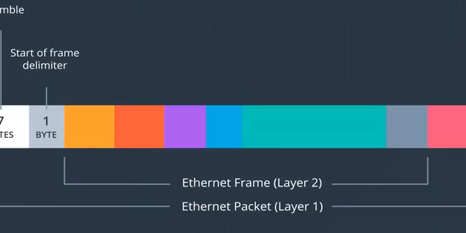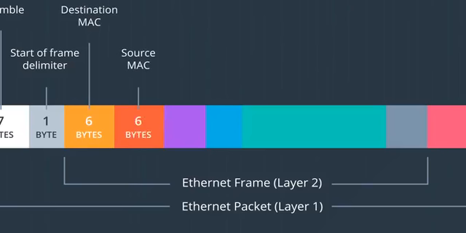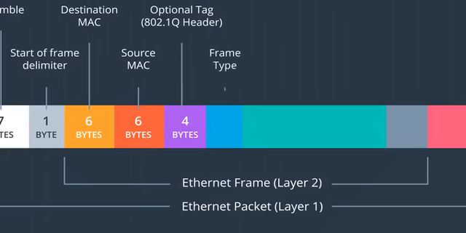frame. The layer 2 Ethernet frame starts with the destination MAC address and source MAC address, each 6 bytes long. As you learned earlier, these are the burned-in addresses that belong to the network interface controller's firmware. Next is a 4-byte optional header, and then 2 bytes of data that specify the frame type. Then there is the actual payload.